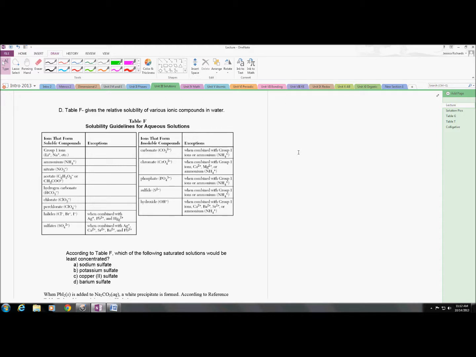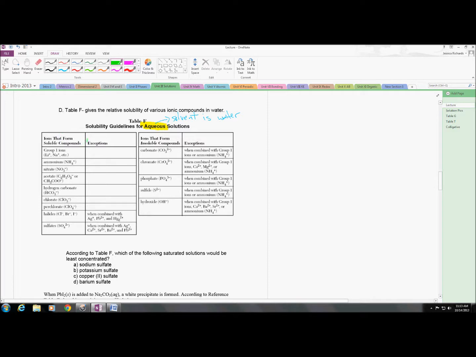Reference Table F will tell you whether something is soluble or insoluble in water. Notice that it says for aqueous solutions. So right here it says it's for aqueous solutions, so that means for all of these our solvent is water. If they want to ask you about the solubility in any other solvent, they're going to have to give you a different set of information.